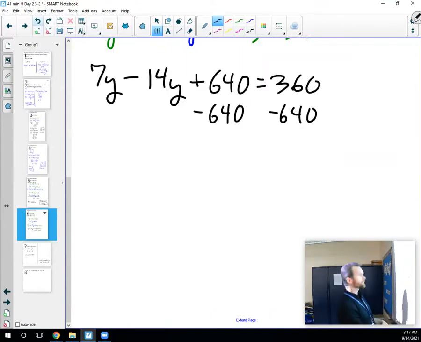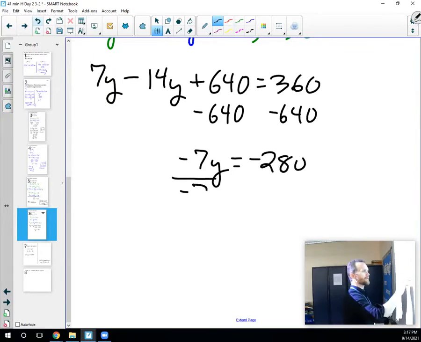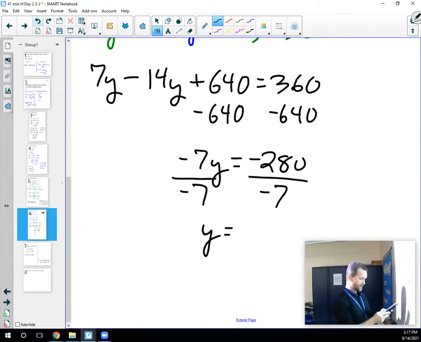And then, tell you what, as we combine like terms, let's move the constants together just to make this a little quicker. So 7y minus 14y is negative 7y equals 360 minus 640, I'm just using a calculator. That comes out to negative 280. Divide both sides by negative 7, and that should be positive 40. I think I'm right, it's definitely going to be positive. Yep, positive 40. So y is positive 40.